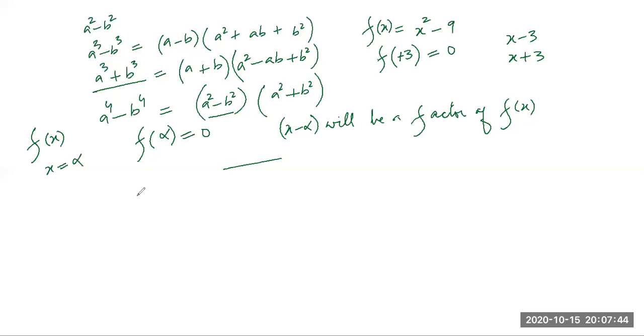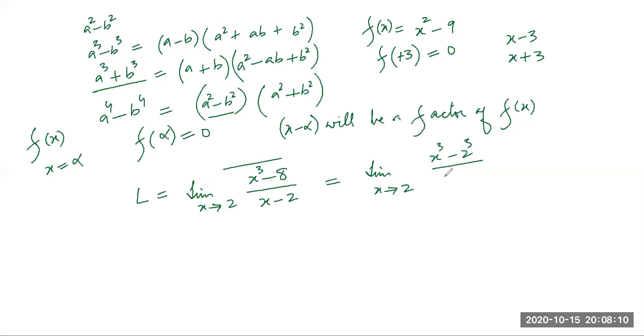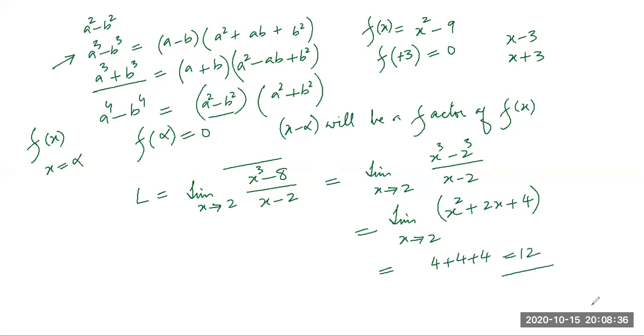We can do a sum related to this. Evaluate the limit as x approaches 2 of x cube minus 8 divided by x minus 2. This is the simplest one. So we can always write it like this: limit x approaches 2 of x cube minus 2 cube divided by x minus 2. Obviously using this formula, x minus 2 will be common from here. What will be remaining would be x square plus 2x plus 4. Am I right? So when you put x equal to 2, you get 4 plus 4 plus 4, that is 12, is the answer.